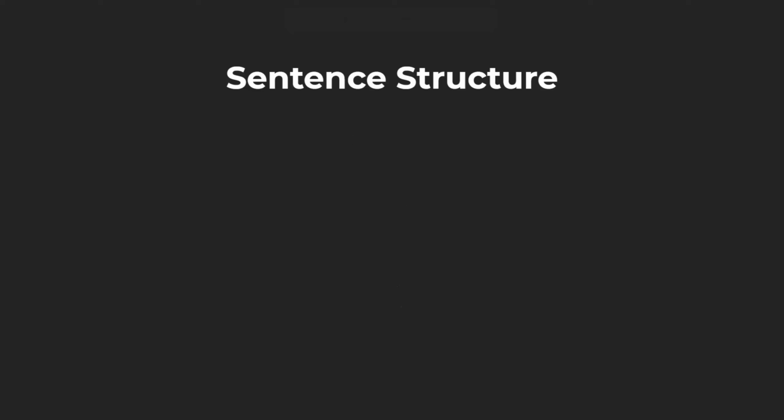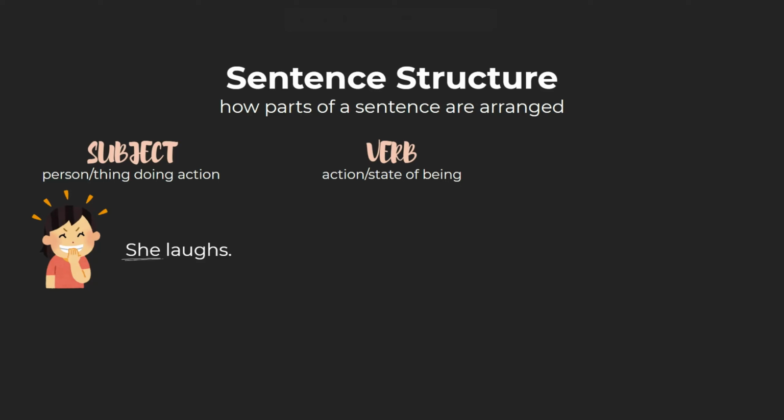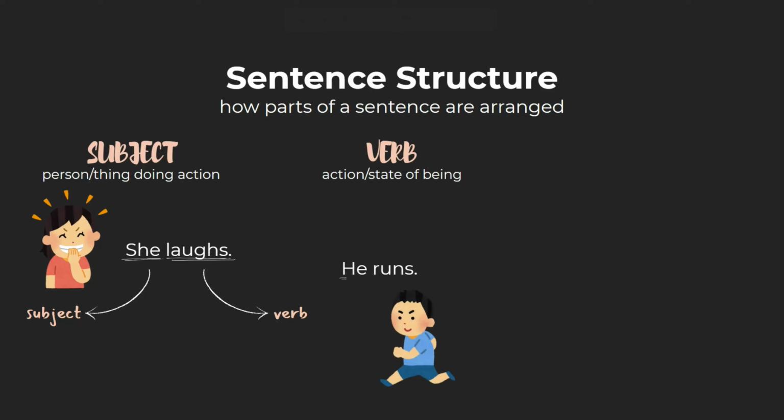When we say sentence structure, we're talking about how the parts of a sentence are arranged. Every sentence needs a subject, the person or thing doing the action, and a verb, the action or state of being. For example, in the sentence, "She laughs," she is the subject as the one doing the action, and laughs is the verb as the action she's doing. In the sentence, "He runs," he is the subject and runs is the verb.